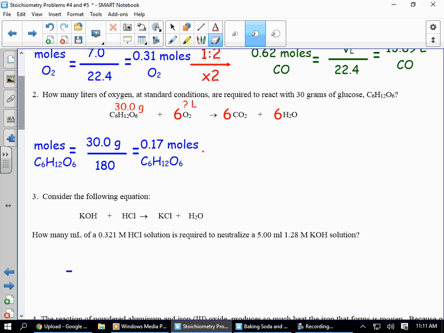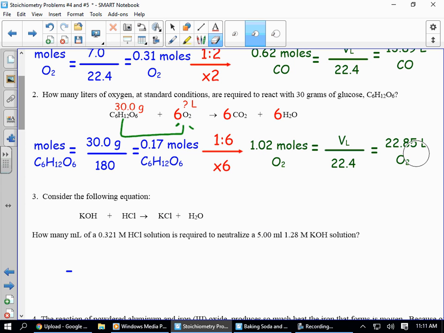Now, we got to check our coefficient ratio. Going from here to here. That is actually a 1 to 6 ratio, so I'm going to multiply this by 6. When I do that, I get 1.02 moles of the O2, but I'm looking for liters, and it says that this is a gas. Okay, so we're going to go ahead and say this is equal to x over 22.4, multiply both sides by 22.4, and you're looking at 22.85 liters of O2.